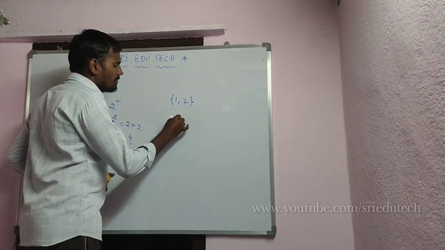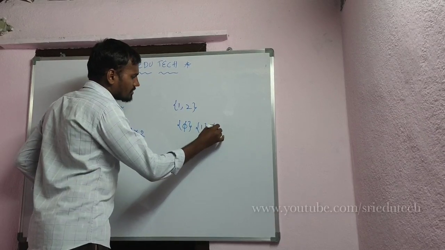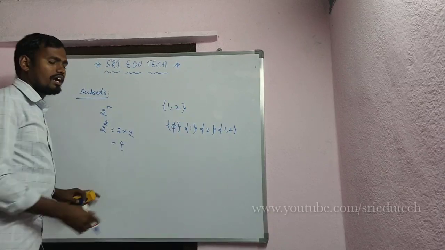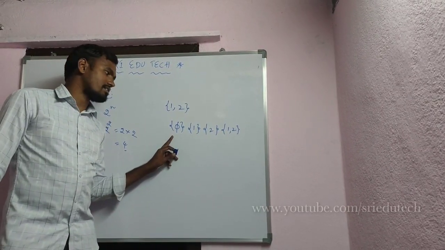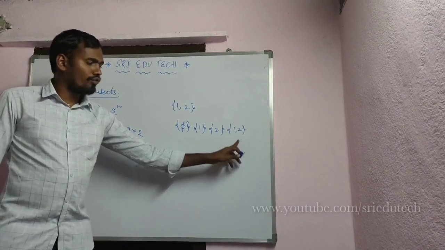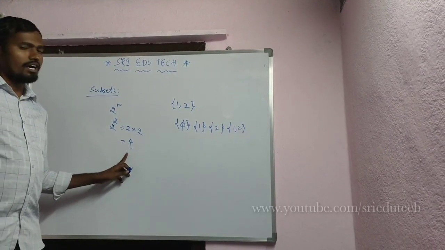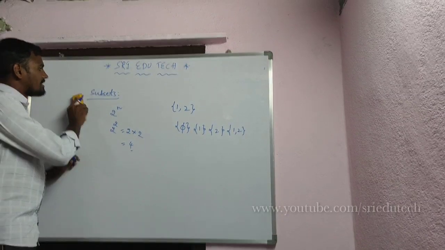See, first one is the empty set, next 1, next 2, next 1 comma 2. Here the empty set is the common subset for all the sets. Right? Okay. See, 1, 2, 3, 4. Right, you have 4 subsets. Right, this is the subset sum. It is important for 1 mark. Right, next.